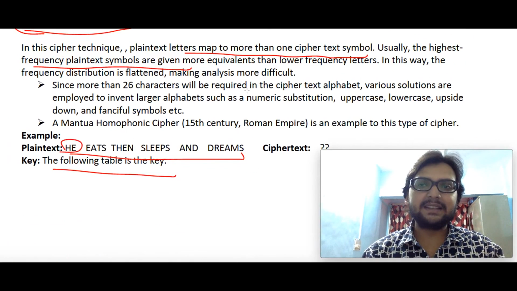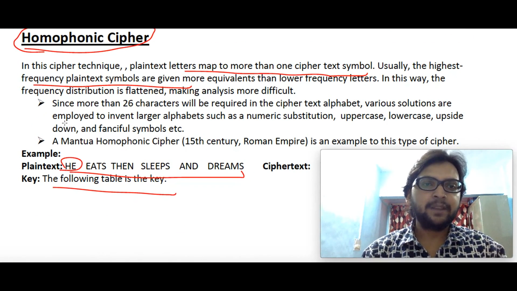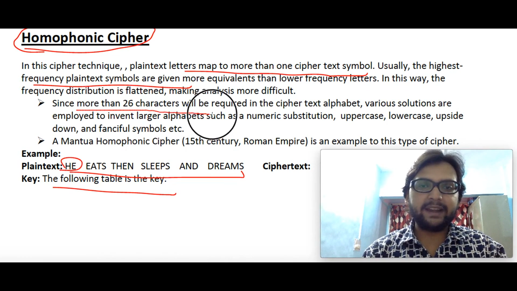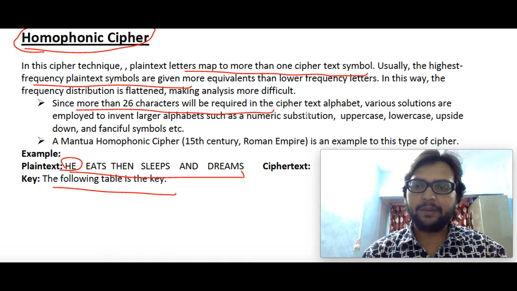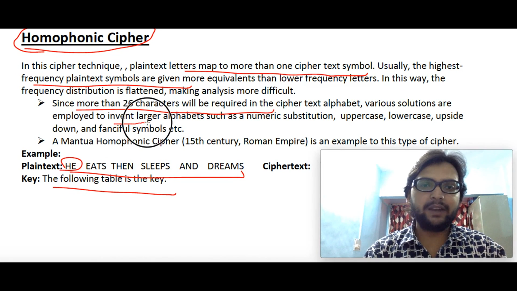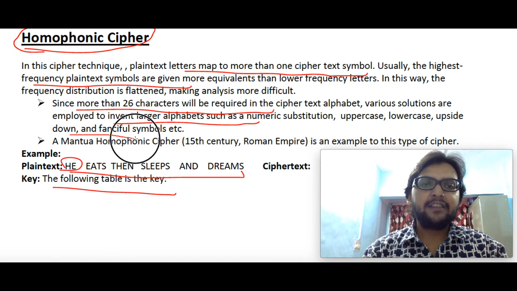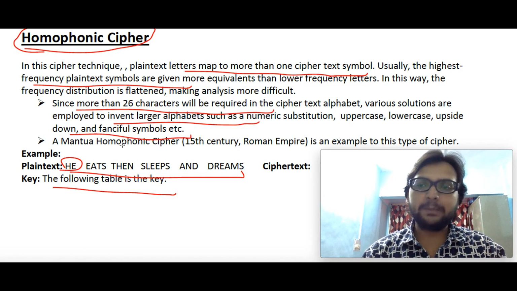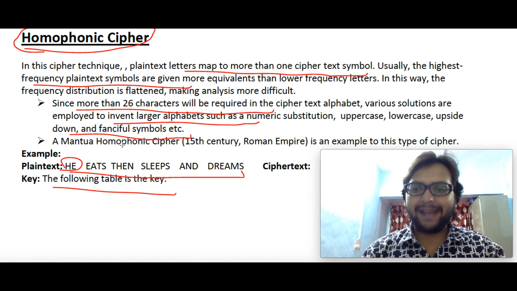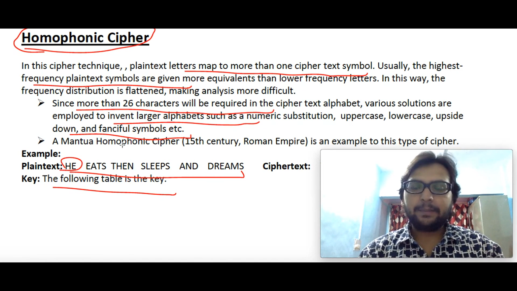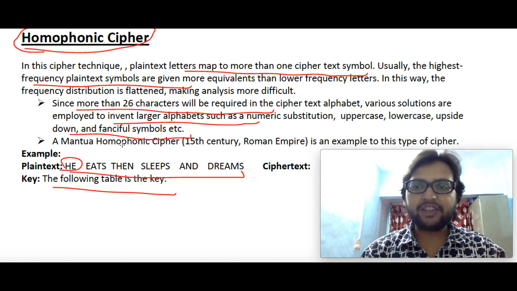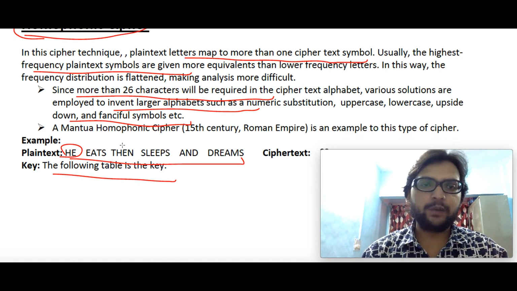So let's discuss the theory which is present here. Since more than 25 characters will be required in the ciphertext alphabet, various solutions are employed to invent a large alphabet, such as numeric substitution, uppercase, lowercase, upside down, and fanciful symbols. Fanciful symbols means dollar, @, star, %, hashtag, and many different things. So we can do this.